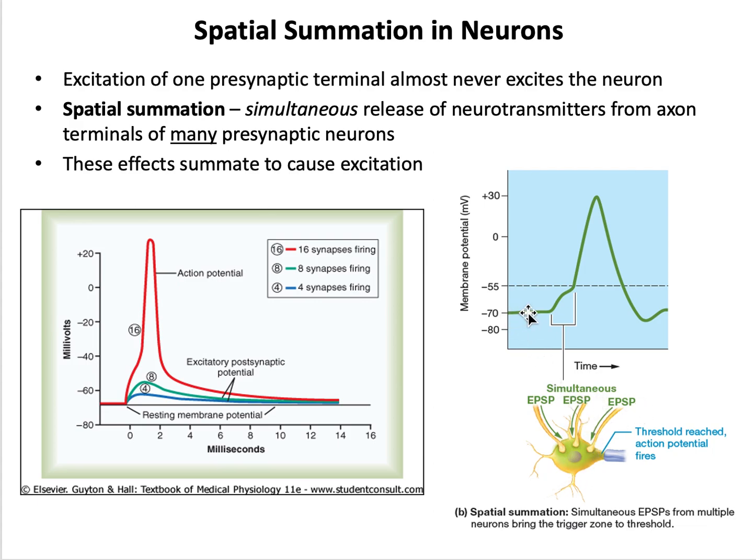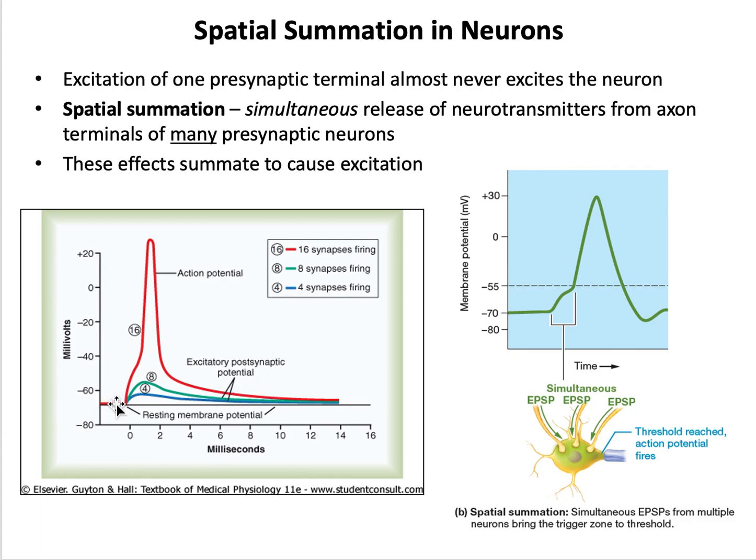Then it might not be enough depolarization to reach threshold. That concept is shown over here as well. If we follow the blue line, we're at resting membrane potential, and only 4 presynaptic neurons fire. And so we get 4 EPSPs, but it's not enough to reach threshold.